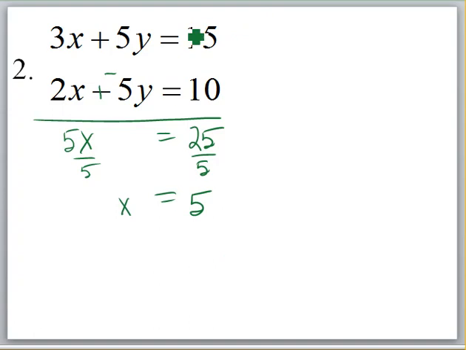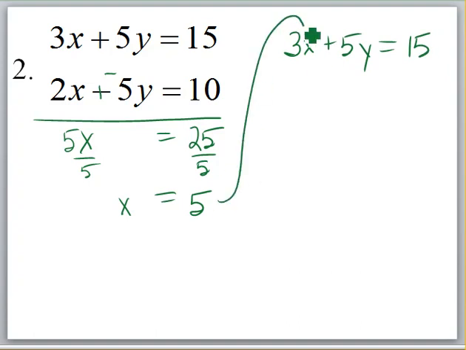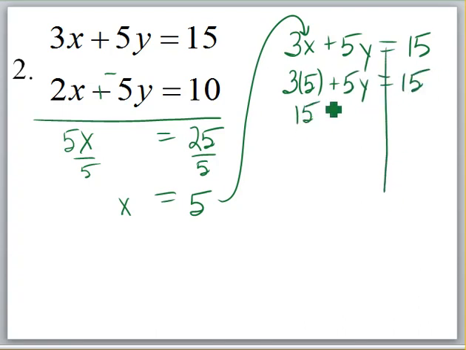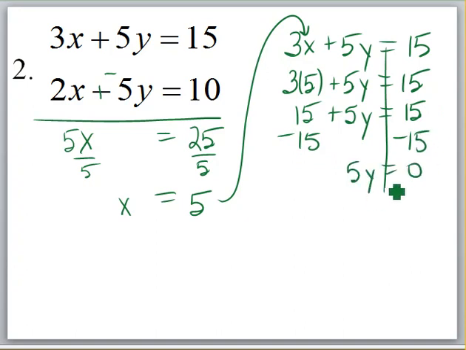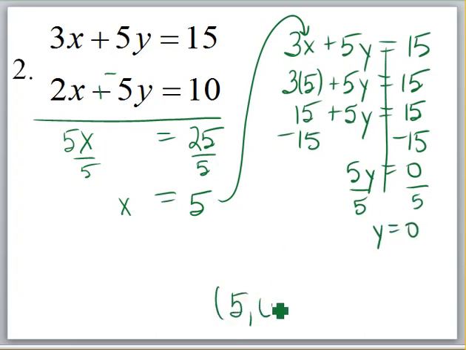Then what I'm going to do is pick one of the two equations. I'll just pick the first one. And then I'll substitute that back in. So I get 3 times 5 plus 5y equals 15. And then I'll go ahead and solve this equation. So I end up with 3 times 5, which is 15, plus 5y equals 15. Subtract 15 on both sides, and I get 5y equals 0. Divide by 5, and I get y is 0. So my final answer will end up being x comma y.